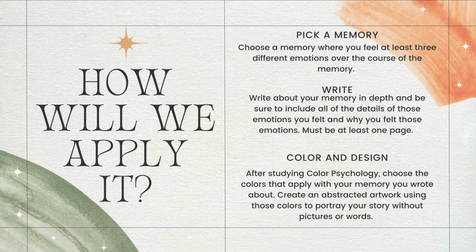First, you're going to pick a memory where you felt at least 3 different emotions over the course of the memory. Then you are going to write about your memory in depth and be sure to include all of the details of those emotions that you felt and why you felt those emotions, and it needs to be at least 1 page. Then you're going to learn about color psychology and then choose the colors that apply with your memory that you wrote about and create an abstracted artwork using those colors to portray your story without using any pictures or words. So no drawings at all, just colors.